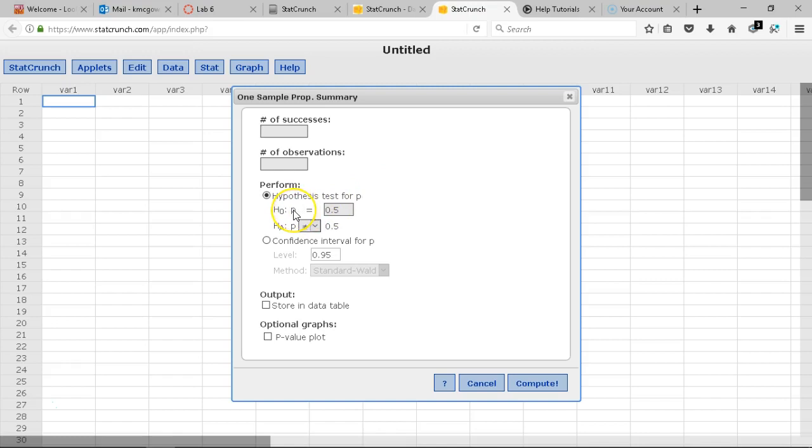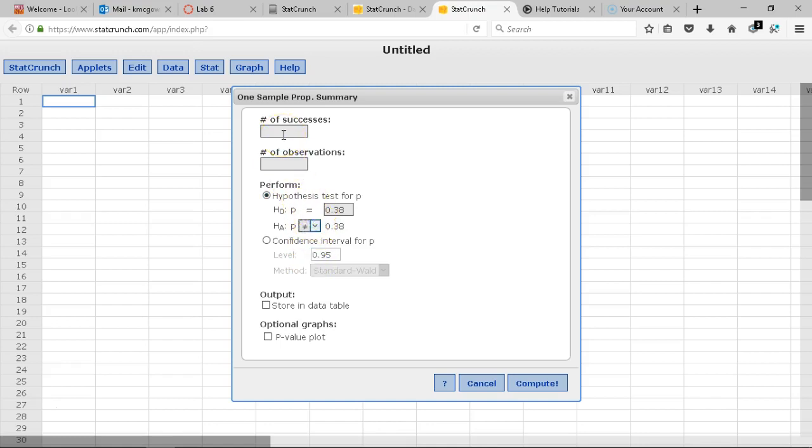The 38%, the historic value, is called the null value. We will place that here in the null hypothesis. So we would put 0.38 here in the null hypothesis. Now, we also need to determine whether we're doing a right or left tail or two-tail test. We'll talk about that in a moment.